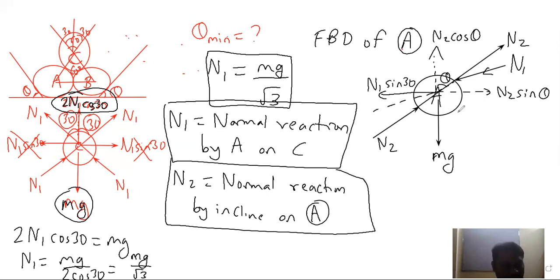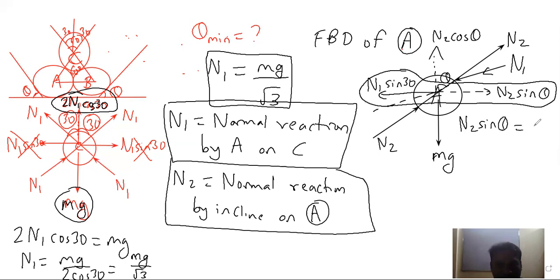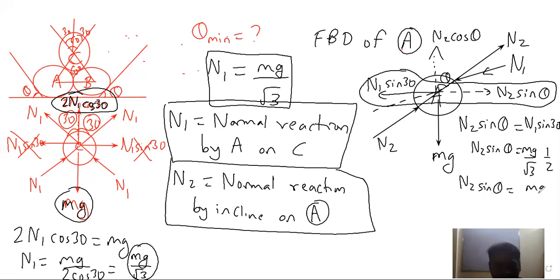Now, after this, let us think about the other forces. So we can say N2 sine theta, this horizontal components, they are equal. We can say N2 sine theta equals N1 sine 30. So from this, I can get N2 sine theta is equal to N1 sine 30. What is the value of N1? Mg by root 3. Sine 30 is half. So we can say from this, N2 sine theta comes out to be Mg upon 2 root 3. So this is how we do.